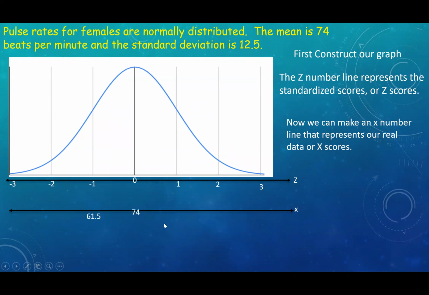So we see that our mean is 74, so that goes underneath the 0. Now, 1 standard deviation away, we would add 12.5. 2 standard deviations away, we would add 12.5 twice. 3 standard deviations away, 12.5 3 times, and subtracting it going this way. So that's why we have these points on the x number line, because for every standard deviation we go to the right, we add 12.5. For every standard deviation we move to the left, we subtract 12.5.